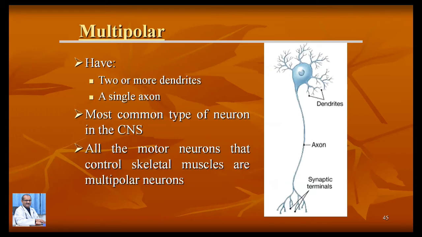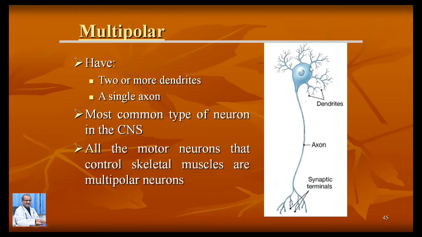And multipolar means it has two or more dendrites and a single axon. This is a single axon. The most common type of neuron in the central nervous system is this very typical type of neuron. All the motor neurons that control skeletal muscles are multipolar neurons.